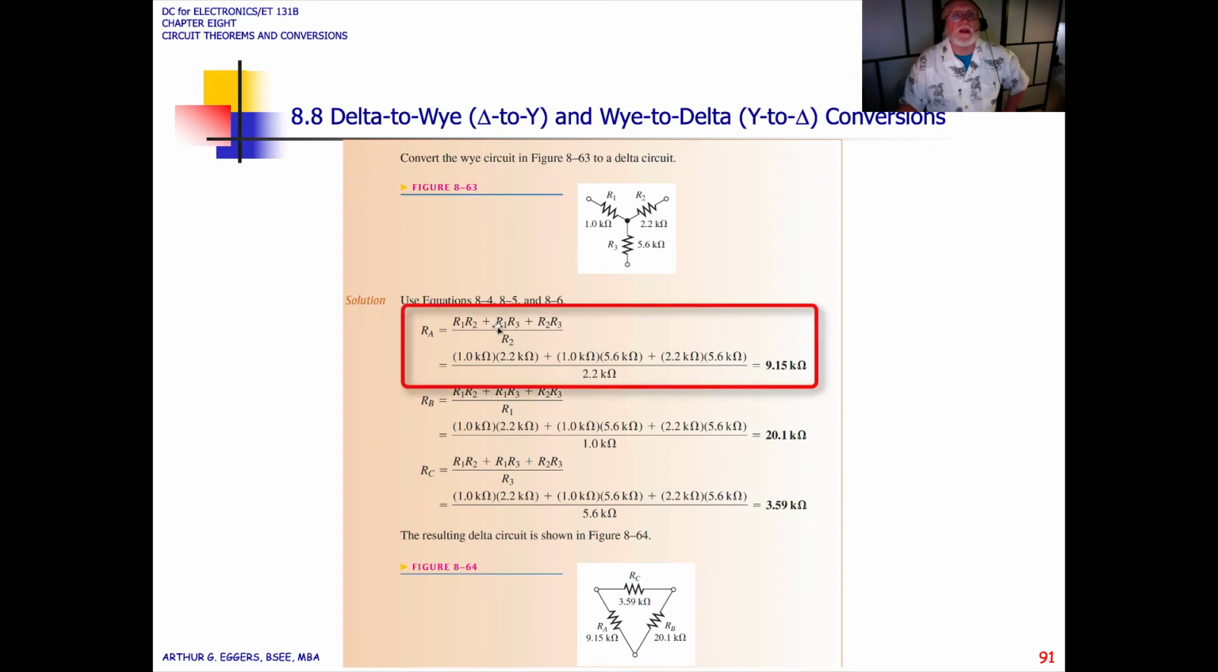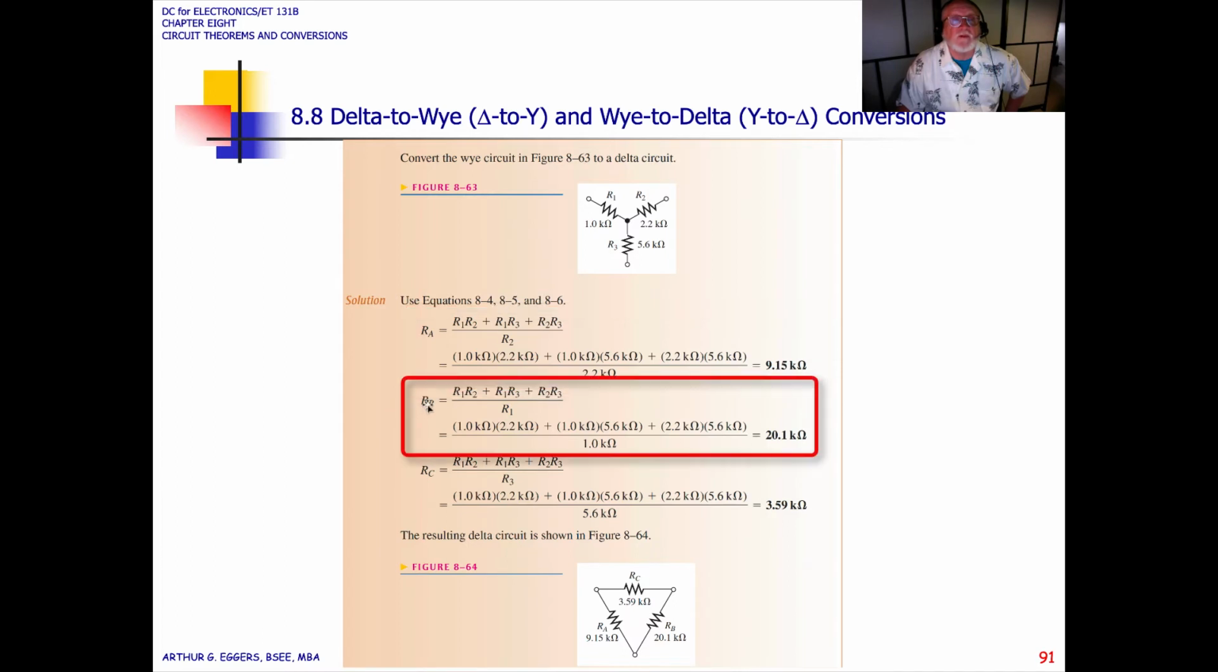Going the other way, to convert a Y to a delta, now we've got a 1K ohm, a 2.2K ohm, and a 5.6K ohm. The relationships the other way are RA is equal to the sum of the products, R1 R2, R1 R3, R2 R3, and we divide by R2. When we run those values through your calculator, you get 9.15 k ohms.